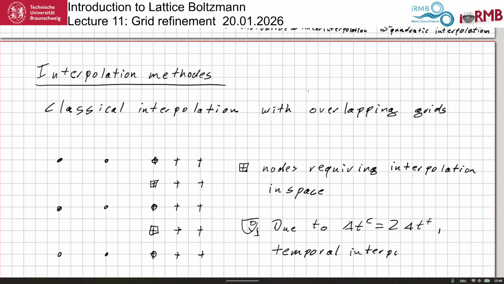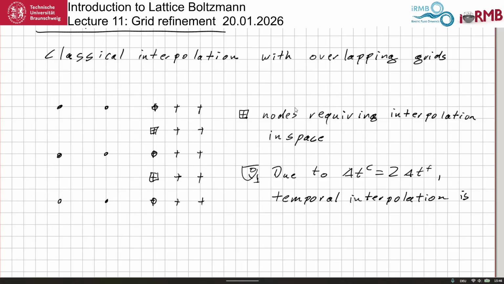Actually, temporal interpolation is not so easy, but I think it turned out that the way you do it is not so important. At least this is what they claimed. I don't have experience with this. So yeah, these nodes here, these are the hanging nodes, they have to be interpolated.